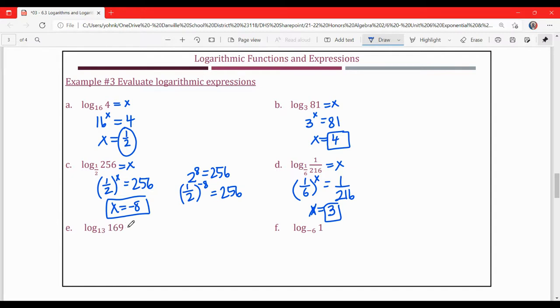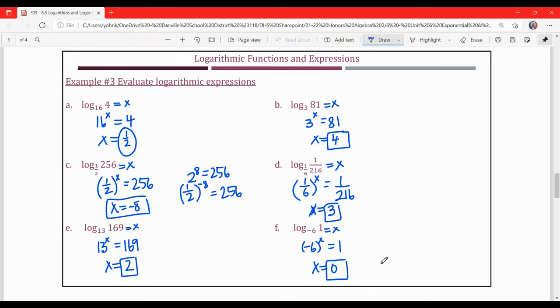If I look at letter E, pretend it equals x, change it to exponential form, 13 to the x power equals 169. Well, 13 squared equals 169, so x equals 2. If I look at letter F, set it equal to x, negative 6 to the x power equals 1. Well, the only value that I can raise a number to and set it equal to 1 is 0. Anything to the 0 power is 1.